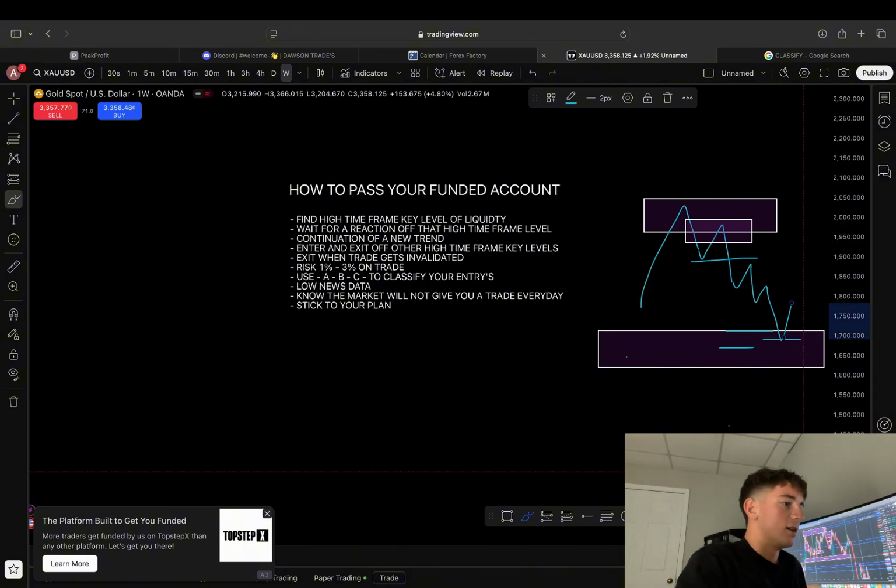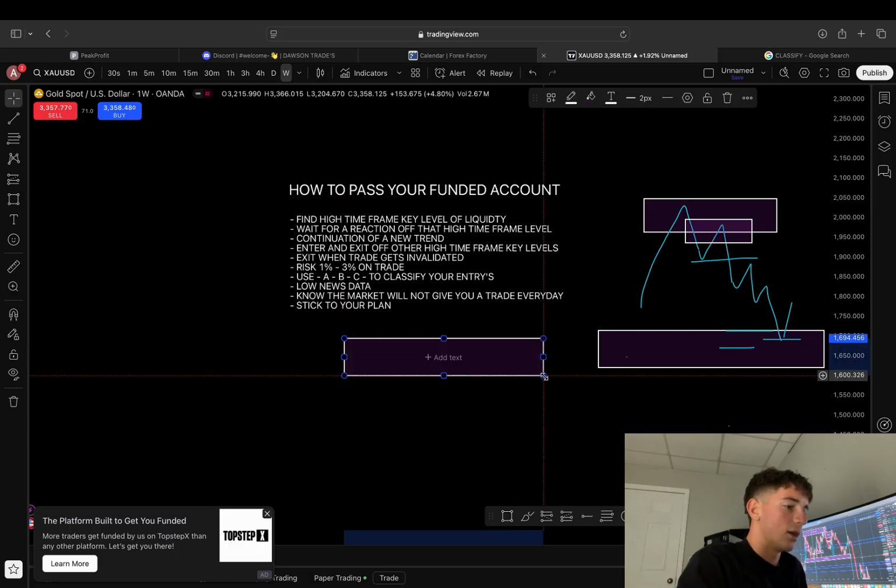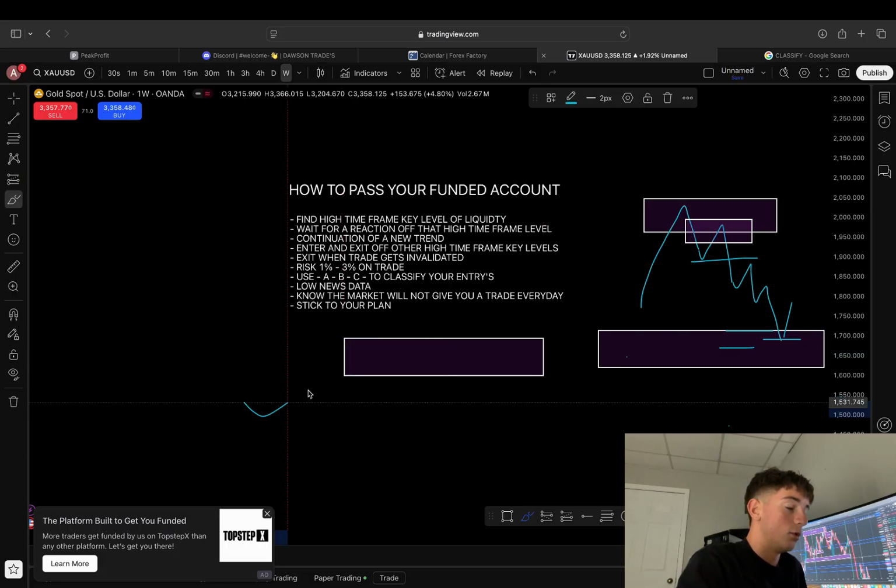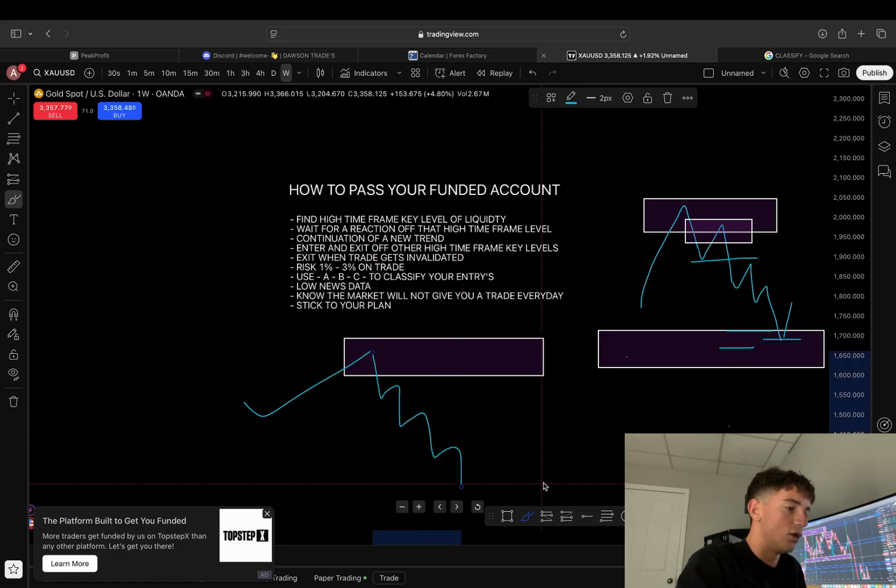Next you want to see is an exit when the trade gets invalidated. So if you are in a trade that is playing out like this, boom, retrace into here, lower lows, lower highs, lower lows, lower high, you have no liquidity down here to know where to put your take profit or stop loss. I recommend just doing a 1 to 3.